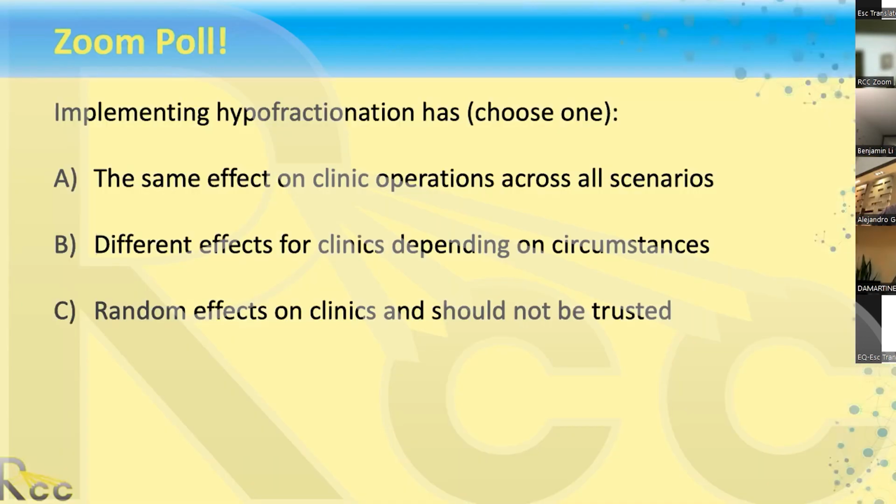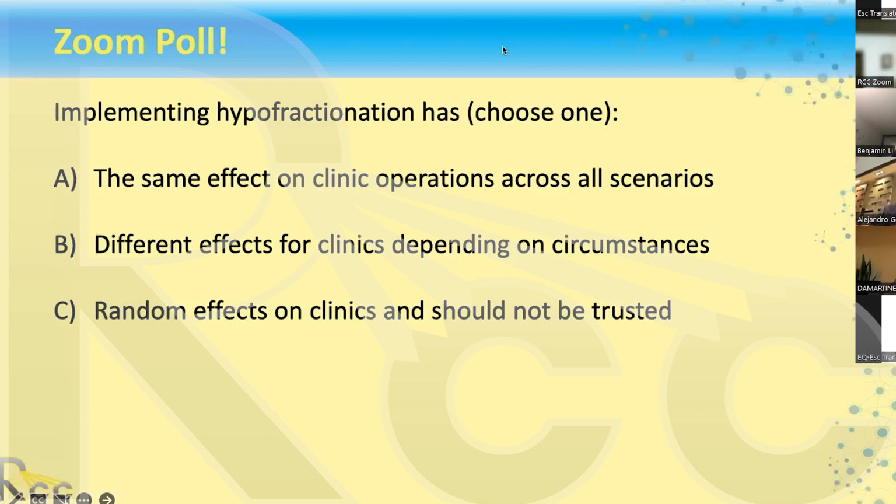I am Benjamin, and I would like us to do, first of all, ask you some questions. We need to put on the face of the administrator, and it has different effects for the clinics depending on the circumstances. So, when we're implementing hypofractionation, choose one: the same effect on the clinic operation across all scenarios, different effects for clinics depending on the circumstances, or random effects on clinics and should not be trusted.